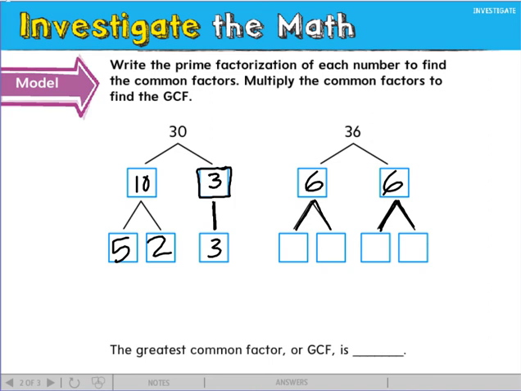So now, prime factorization of 6 is 3 times 2. 6 times 6: 3 times 2 times 3 times 2. So we have 3 times 2, which means if that's this, then this is going to be the same.